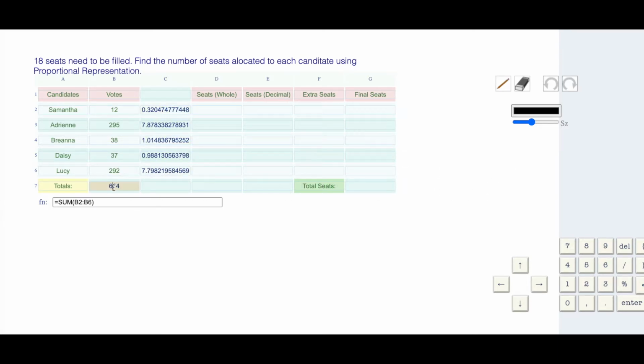Here's the sum. So I'm just going to copy that and paste it over here. And what it's doing is it's summing up all of these values, and they all add up to 18. So they all add up to the 18 seats. How many whole seats? Because this is 0.32 and this is 7.87. So I'm going to reduce this to whole numbers.